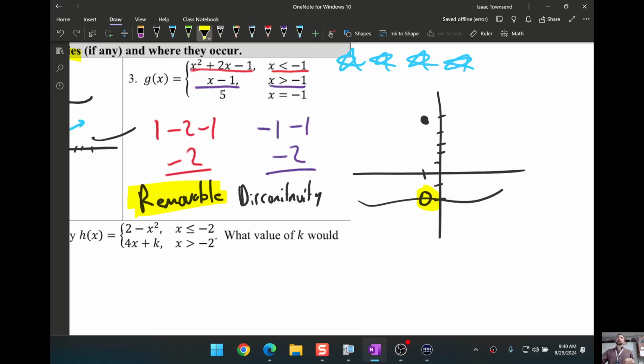Now, even though it does look like the graph is jumping, since it's just for an instant, we don't call that a jump. For it to be a jump discontinuity, your whole function needs to jump up or down, not just a single point.